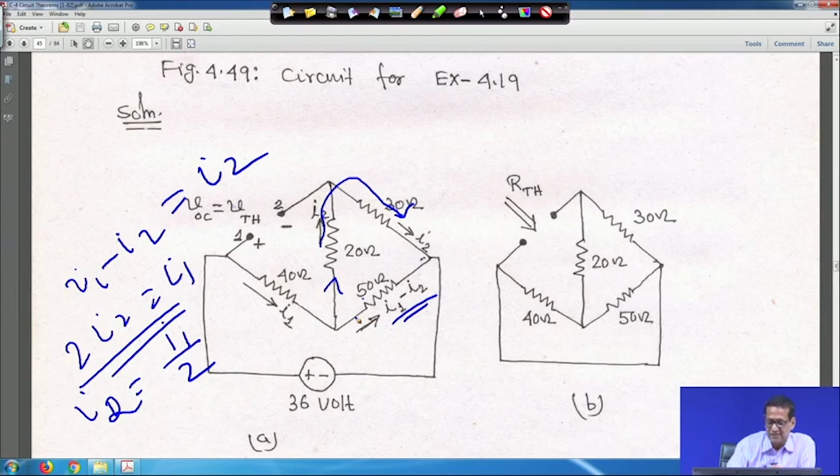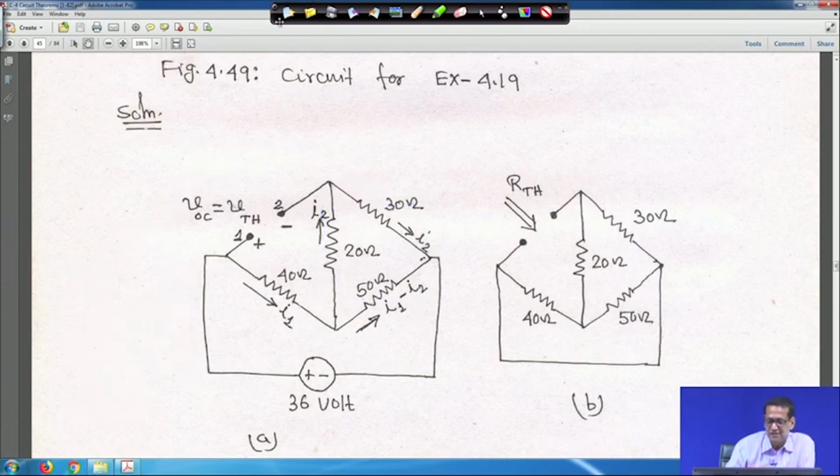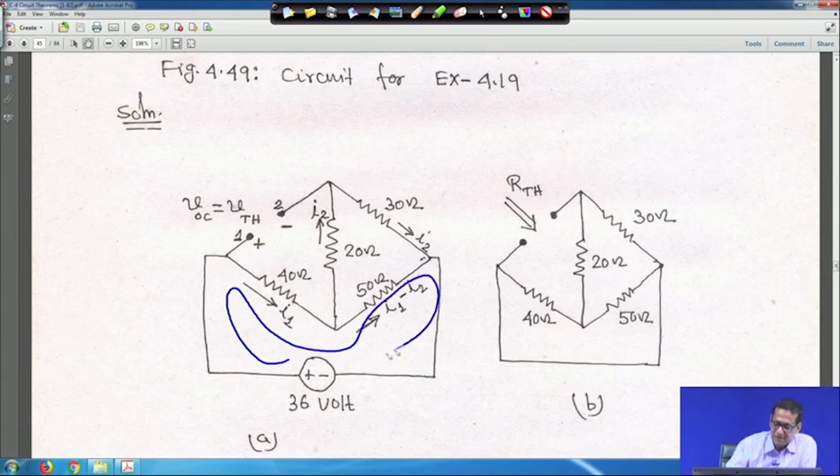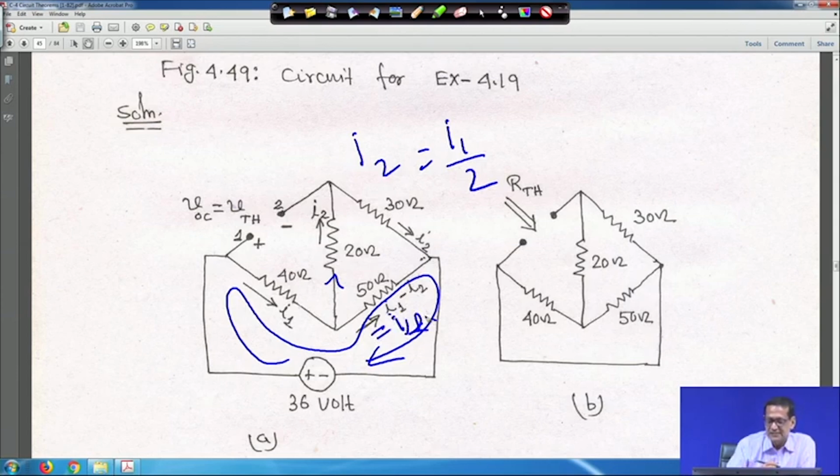Once it is done, you can easily apply KVL, right. For example, you can apply KVL like this. That means, if it is I1, then this current will be I2 is equal to I1 by 2, and here I1 minus I2 means it is also I1 by 2. So, easily you can get it.